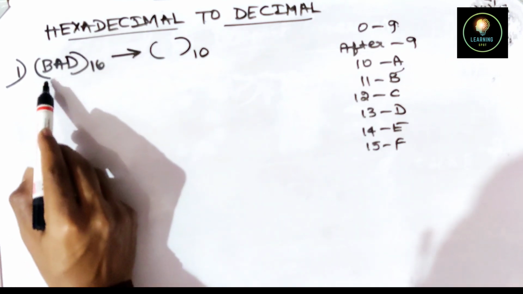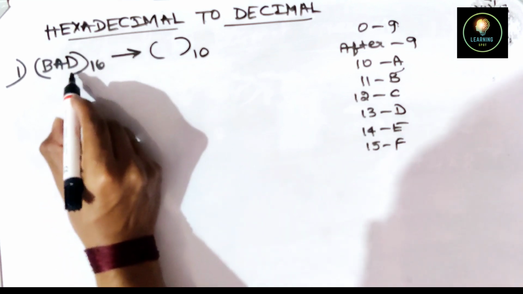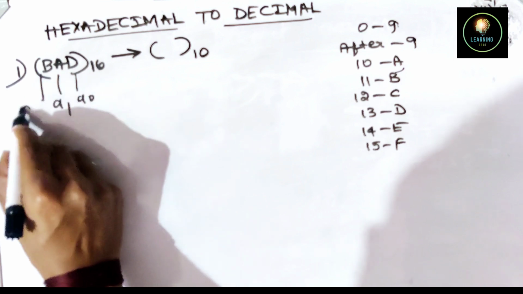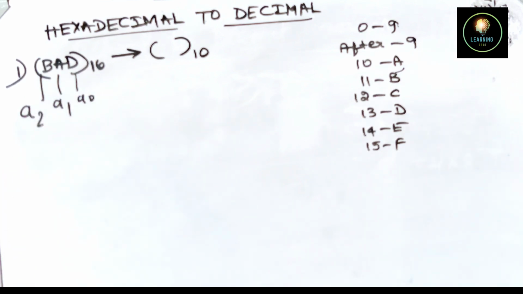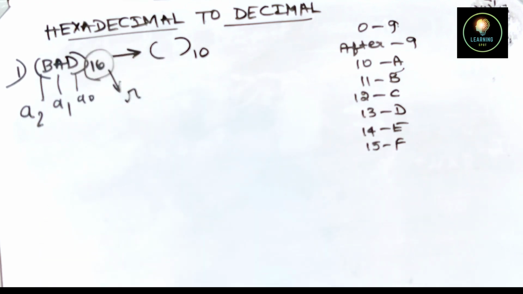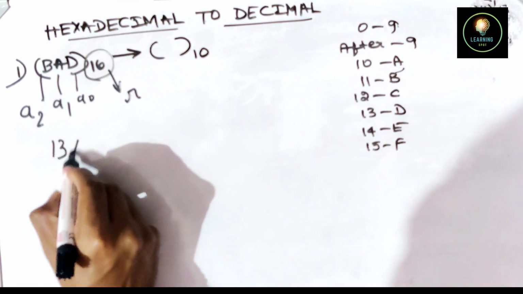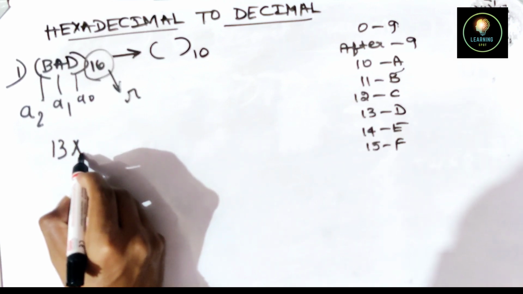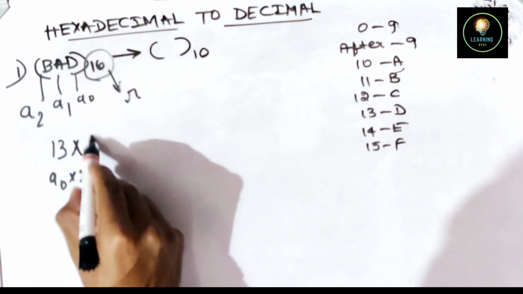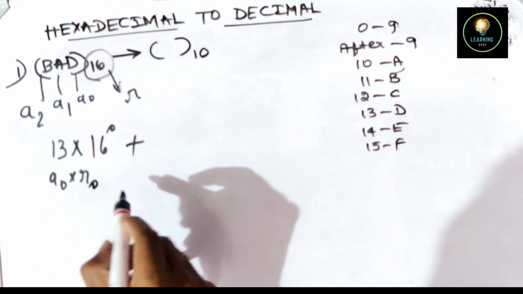So what is the value of B? Here D is A0, A is A1, and B is A2. What is the value of R here? R is 16. They have given D. D is nothing but 13 into R to the power of 0, that is A0 into R to the power of 0. What is the value of R? 16 to the power of 0.